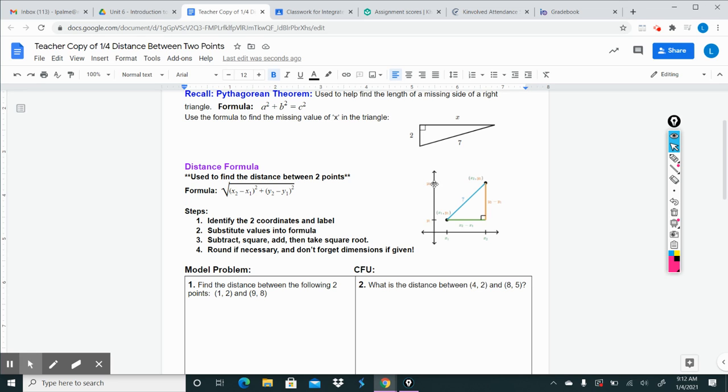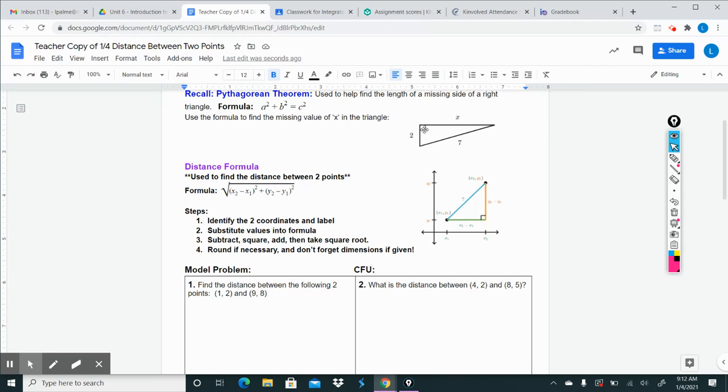Today's video is the distance between 2 points. We want to recall a little bit about the Pythagorean theorem that we learned before break. It's used to help find the length of the missing side of a right triangle, the formula being a squared plus b squared equals c squared.